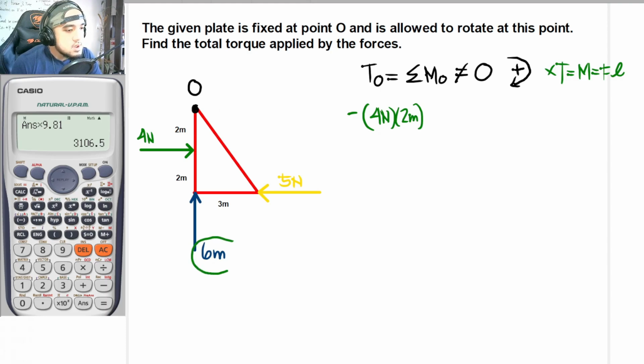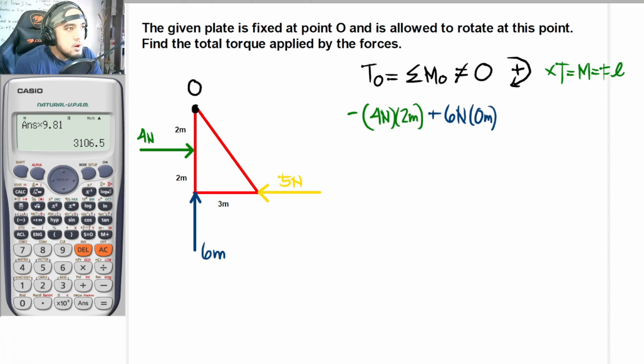So 6 newtons is located at this point. As you can see, it's the perpendicular distance, and not a parallel distance. So its parallel distance is 4, but its perpendicular distance is equal to 0. So plus 6 newtons times 0 meters. So once again, your lever arm should be perpendicular. If you can see here, this is perpendicular with this. However, they do not have any perpendicular distance.